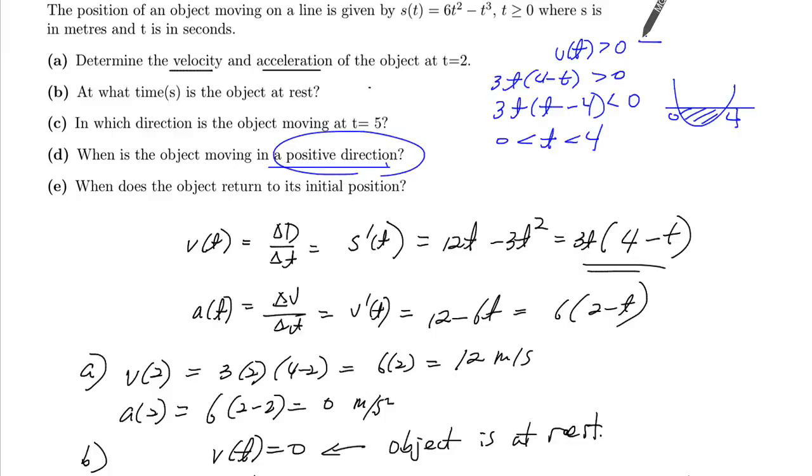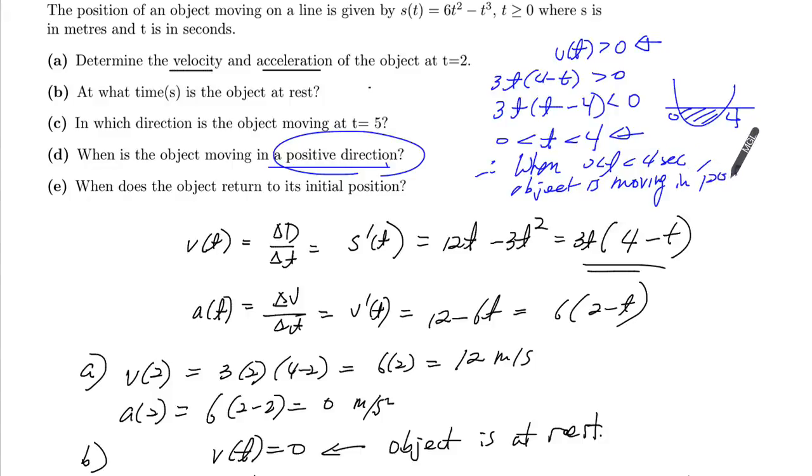So when t is between 0 and 4, the object is moving in positive direction. We're trying to solve this, and our answer is this. So therefore, when t is between 0 and 4 seconds, the object is moving in positive direction.